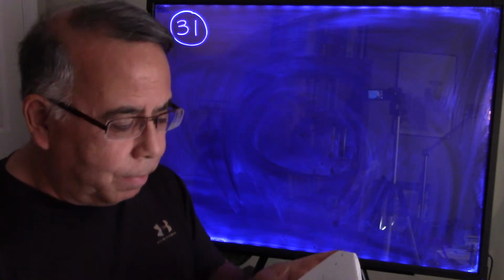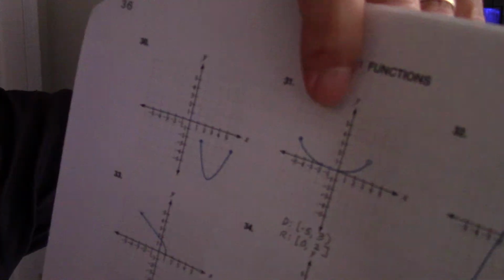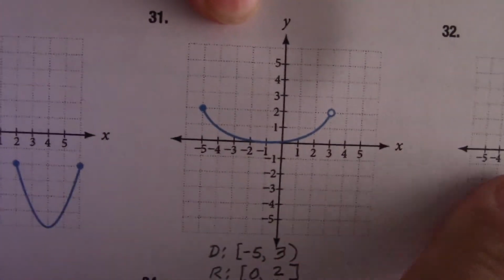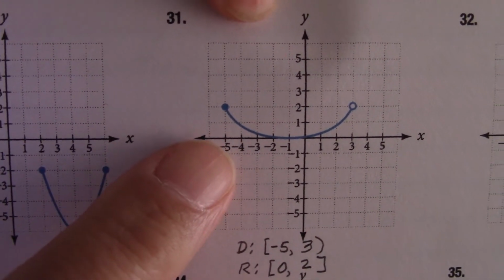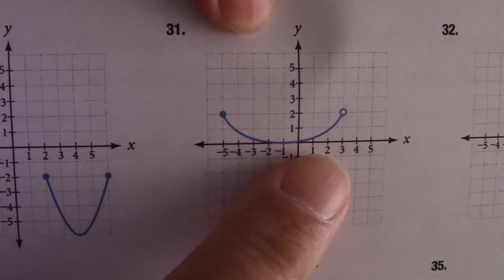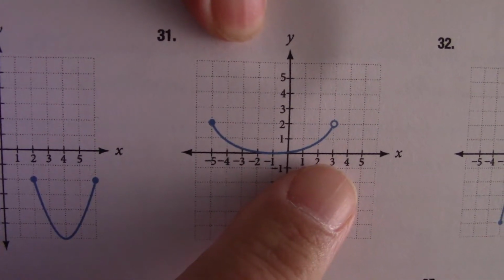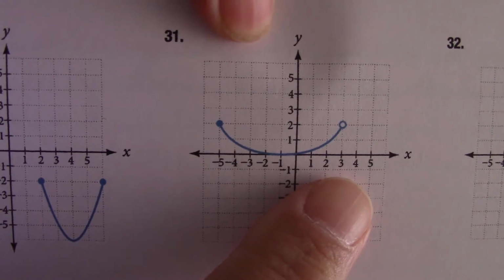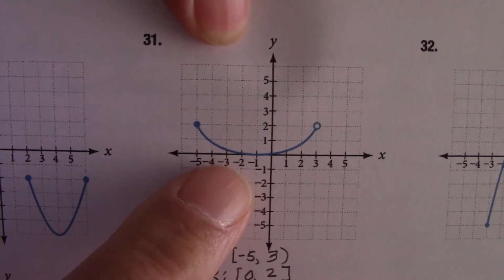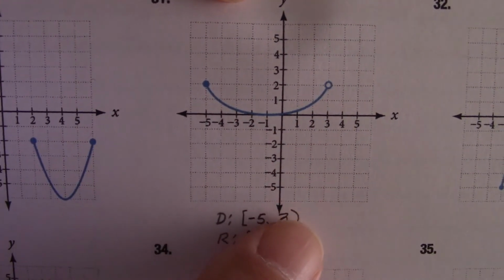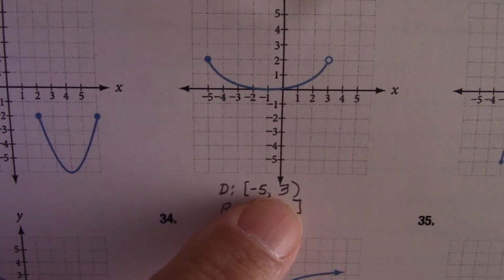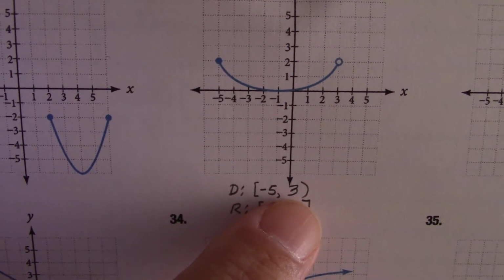Okay, number 31. So the domain goes from negative 5, x equals negative 5, to positive 3, but you're not including 3 because of that open circle. So it's from negative 5 to positive 3, but not including 3. So that's how you would write the domain as an interval. Bracket next to the negative 5, parentheses next to the 3.